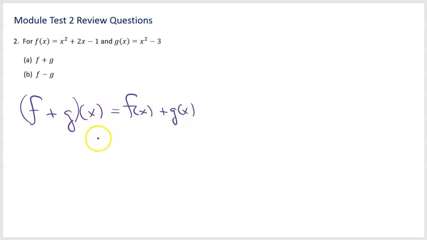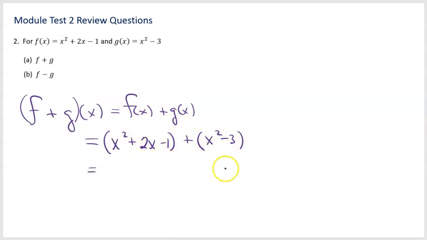So these can be pretty simple problems where you just add like terms. In this case, it is. Look, f of x is x squared plus 2x minus 1. Notice I put parentheses around it, plus g of x, and I'll put parentheses around it as well, x squared minus 3. But actually, because we're adding, and we're just adding like terms here, because you have a polynomial plus a polynomial, the parentheses are not required. So I'm going to remove them and then add like terms.